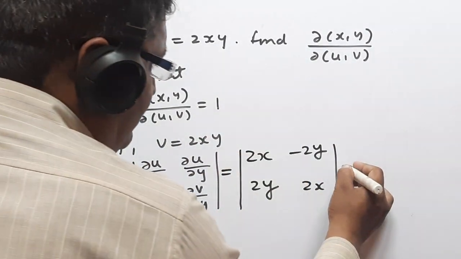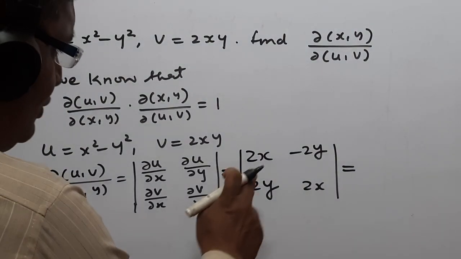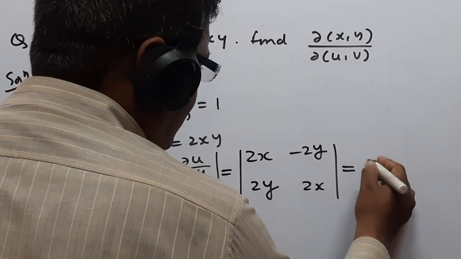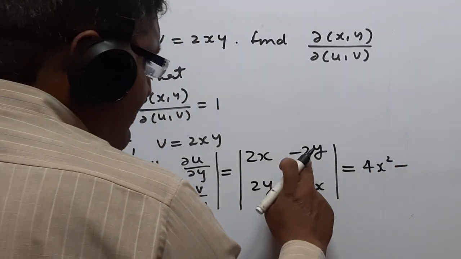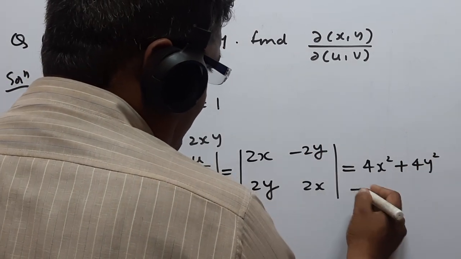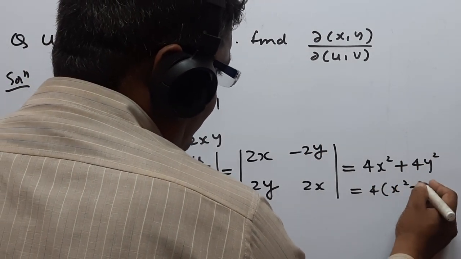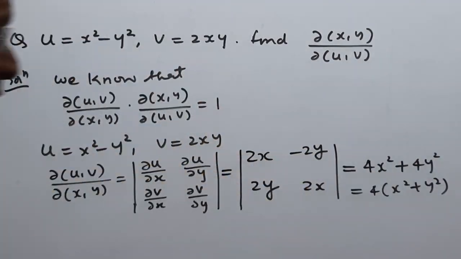Now we solve this second order determinant. So we get 2x multiplied by 2x, which is 4x square, minus 2y multiplied by minus 2y, which gives 4y square. So this becomes 4 times x square plus y square.